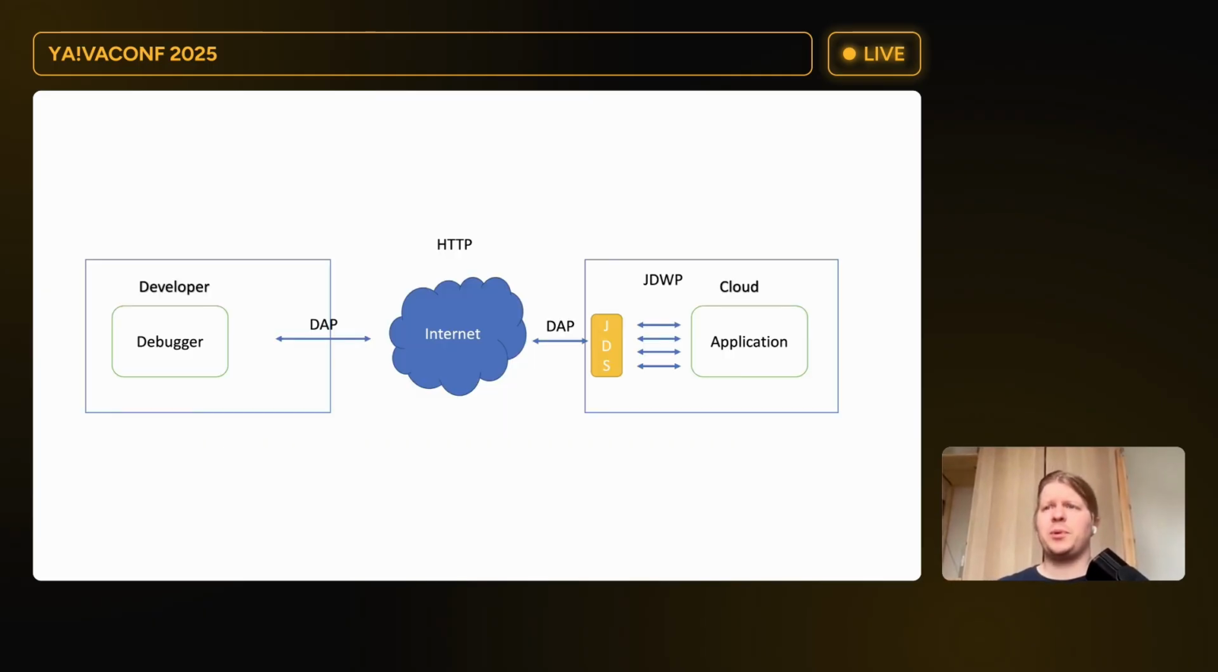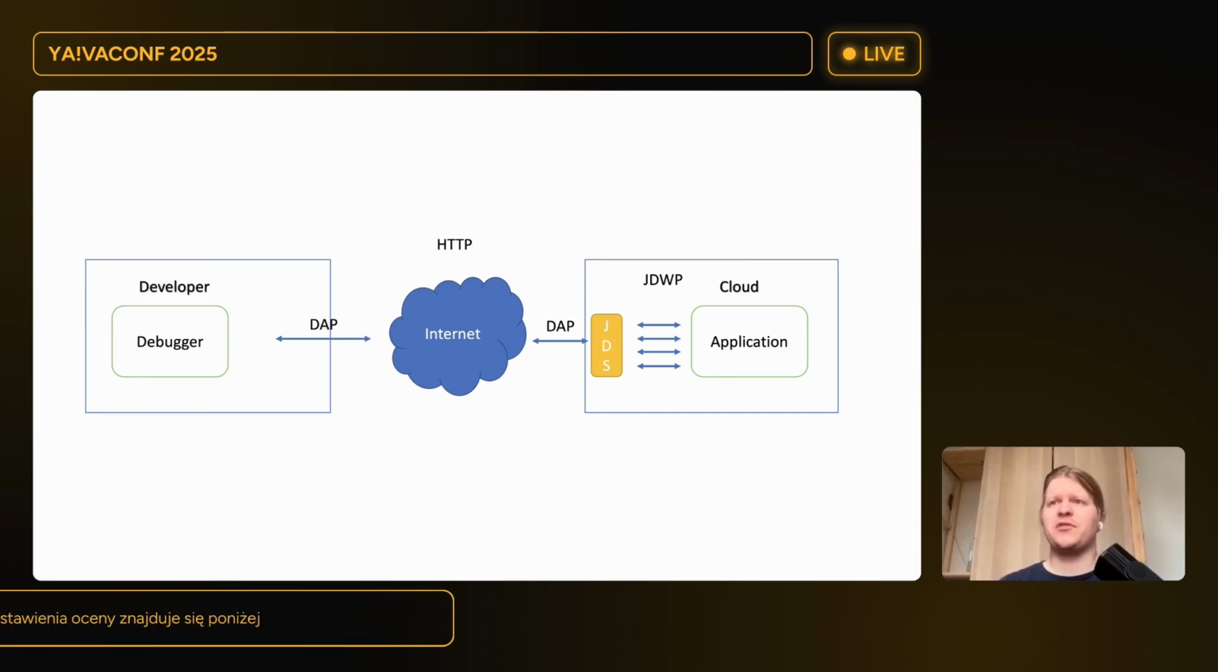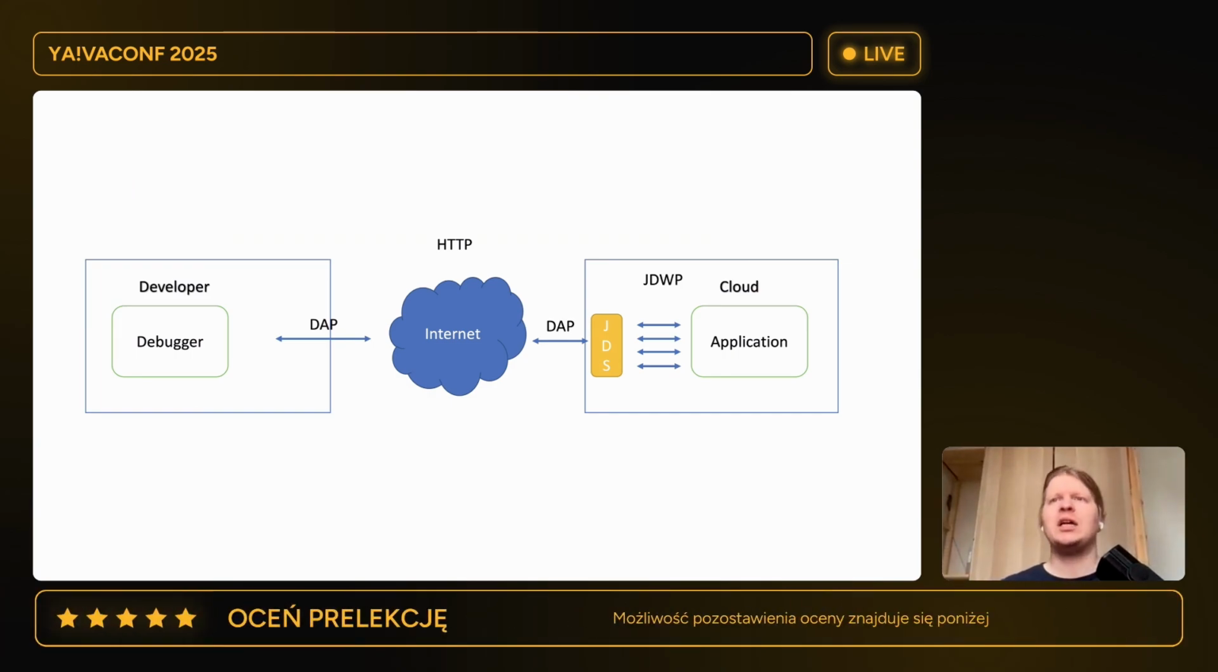And the cool thing is, when we go over a high latency connection, we can just put our debug adapter protocol server, like the Java debug server, close to our application in the cloud, and use the lower latency DAP protocol, because it needs less runtime.